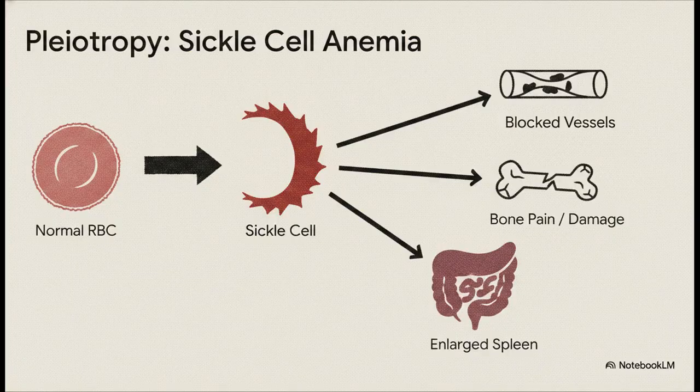Zooming in on the pleiotropy side, let's look at sickle cell anemia. A single mutation occurs in the HBB gene. That's it, one single gene. But that one mutation causes red blood cells to become sickle-shaped. And then that one physical change, this devastating domino effect, occurs throughout the entire human body.